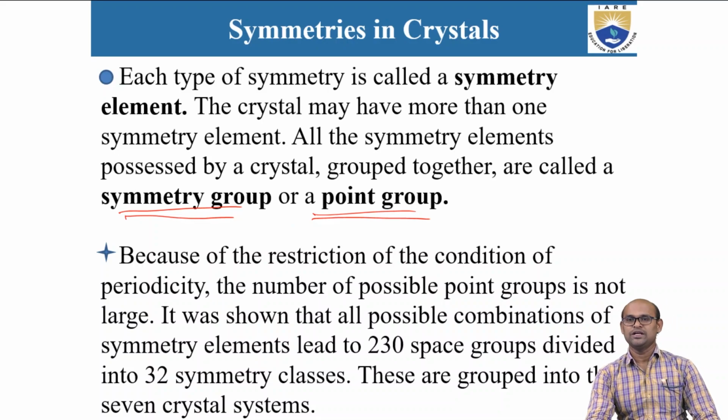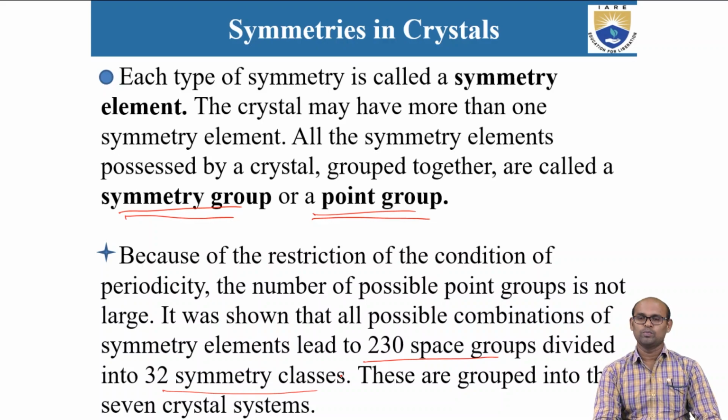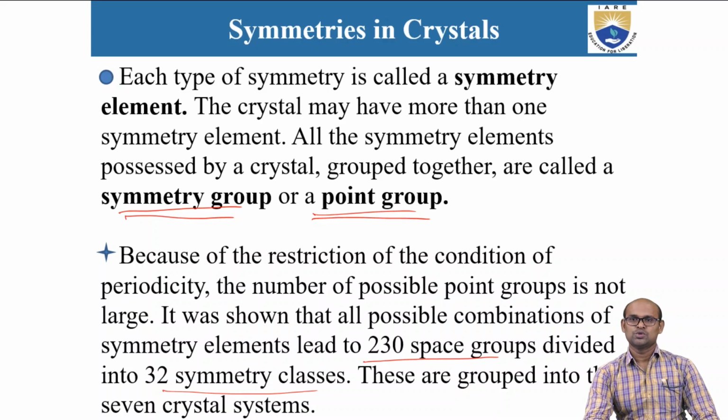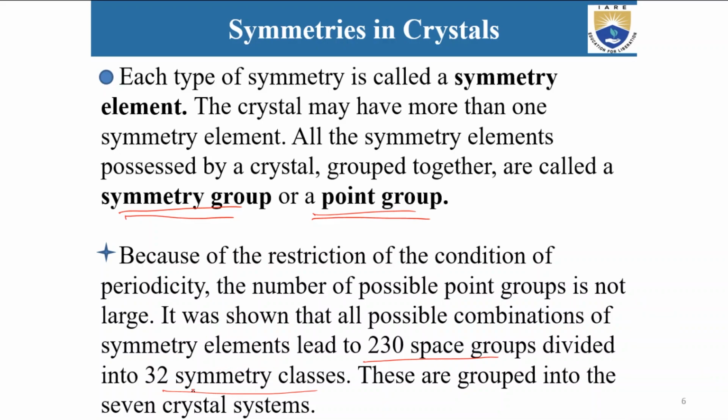Because of the restriction of the condition of periodicity, the number of possible point groups is not large. It was shown that all possible combinations of symmetry elements lead to 230 space groups divided into 32 symmetry classes. These are grouped into 7 crystal systems, right? Because of this constraint of the periodicity of crystals, there can be only 230 space groups, and these 230 space groups are divided into 32 symmetry classes, and these 32 symmetry classes are grouped into 7 crystal systems.